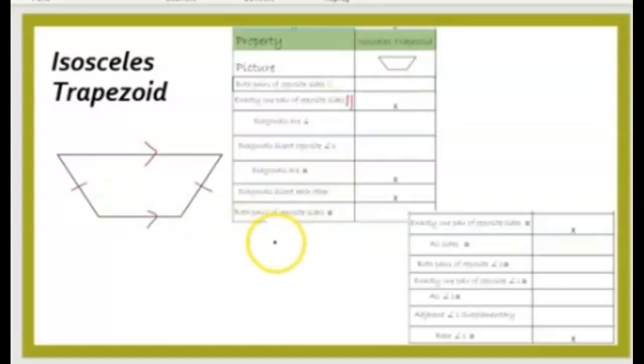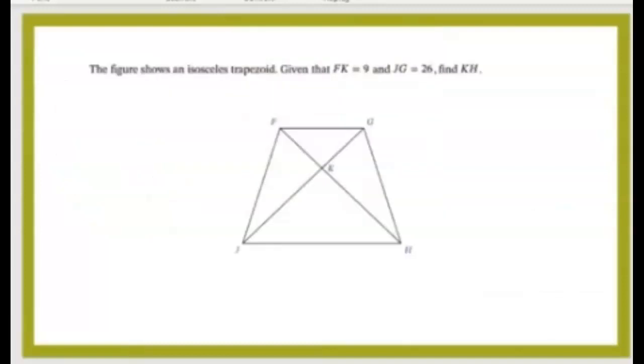They're parallel. The diagonals are congruent. The diagonals bisect each other. Exactly one pair of opposite sides are congruent. It's this pair, right? Because this base up top is much longer than the bottom. And lastly, base angles are congruent. So base angles are congruent. So let's look at an example. The figure shows an isosceles trapezoid, so it's important that they told you that.